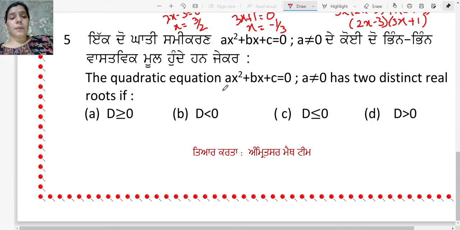Students, the last question. The quadratic equation ax square plus bx plus c is equal to 0, where a is not equal to 0 has two distinct real roots. बेटा इसमें हम ये कंडीशन a not equal to 0 इसलिए देते हैं क्योंकि अगर a की वैल्यू 0 होगी तो वो x square वाली टर्म it will be finished and it will be no more a quadratic equation. quadratic तब होता है जब उसकी डिग्री 2 होती है, तो x square वाली टर्म होनी चाहिए.